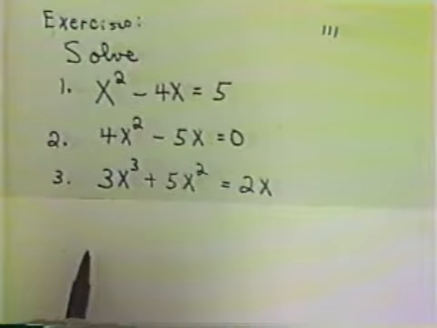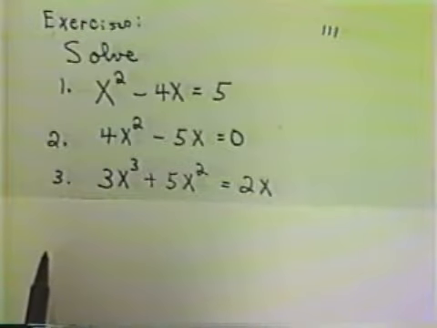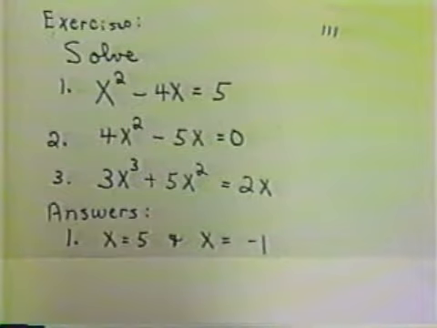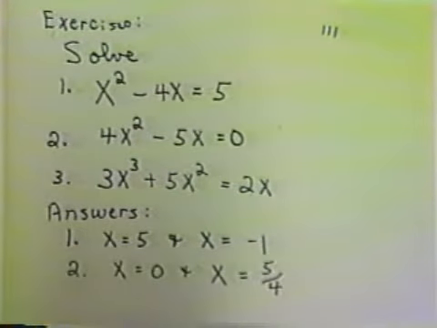Now I want you to stop the tape and do the problems. Once you have completed the problems, restart the tape to compare answers. Now I'm going to give you the answers. For the first one, x is 5 and x is -1. For the second one, x is 0 and x is 5/4.